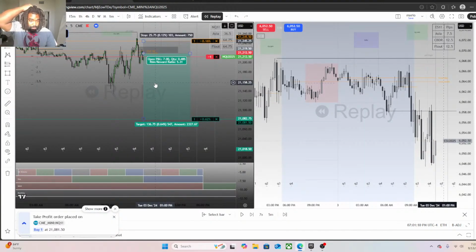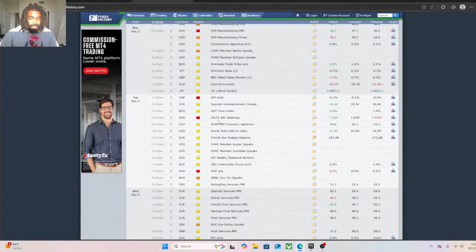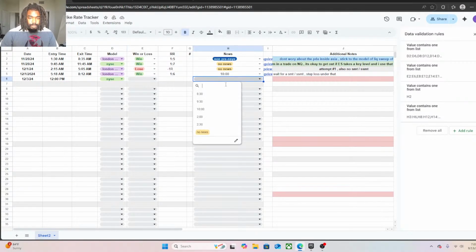Alright, so when I'm backtesting, as y'all can see, I got to see what news is active that day. So we're on the third. Today we had 10 o'clock news. Got to keep track of all that. We got the date, entry time, exit time, the model I'm using, whether I'm using my London model or my New York model, whether I win or lose, my R to R, and then obviously the news, and any extra notes I want to put in.